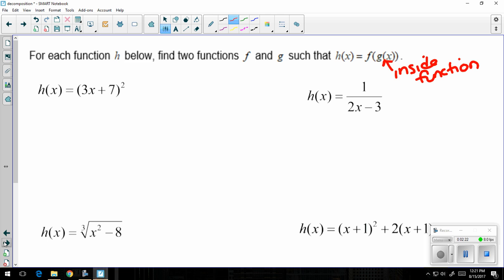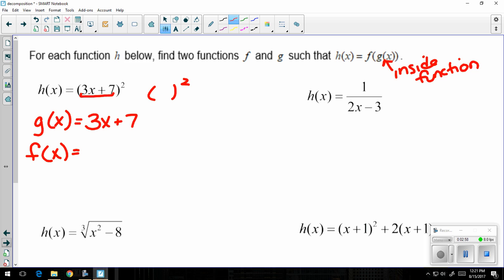So, let's take a look at my first example on the top left. H of x equals 3x plus 7 squared. So here's one of our helpful hints or things to look out for. I have a set of parentheses. So I'm going to make this inside piece, whatever's inside the parentheses, my inside function. So I'm going to make g of x equal to 3x plus 7. So now what's left over is really just a parentheses squared. So I'm going to make that my f of x.